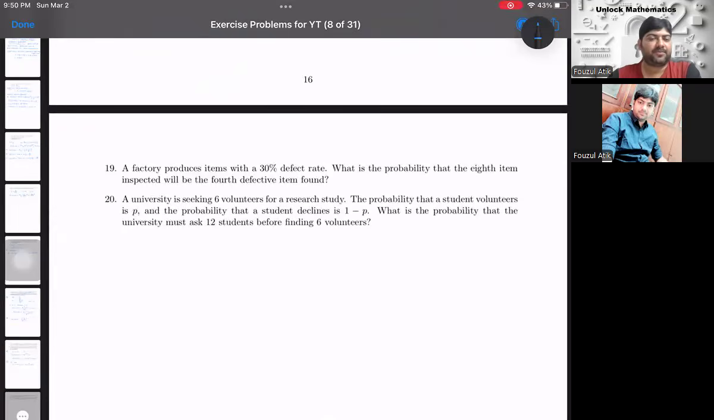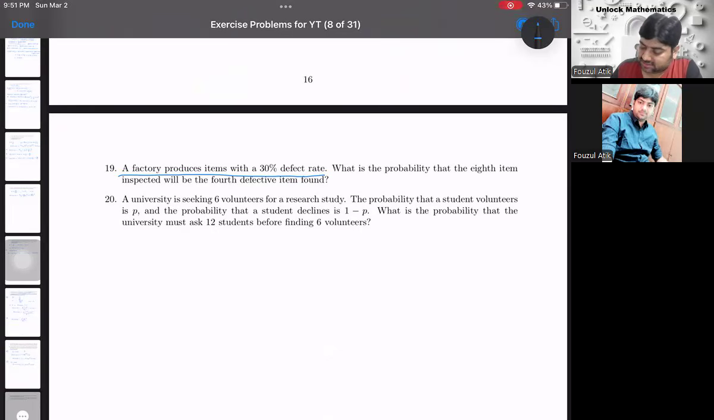Look at this question. A factory produces items with a 30% defect rate. What is the probability that the 8th item inspected will be the 4th defective item found? Now see here, your probability of success is what? That you will get a defective item, right?